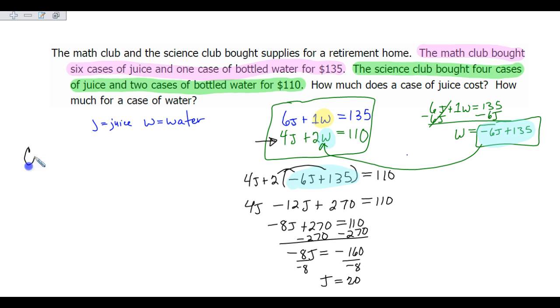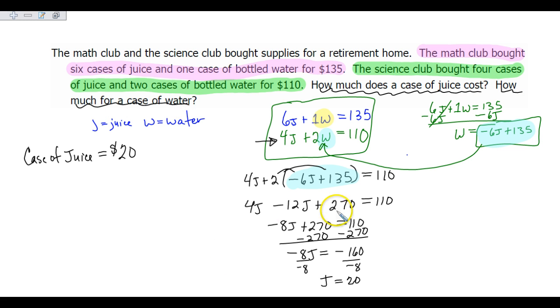So I know a case of juice is $20. That's one of the things they wanted to know. Oh, that is what they wanted to know. How much does a case of juice cost? And then, oh, here's the other part. How much for a case of water?